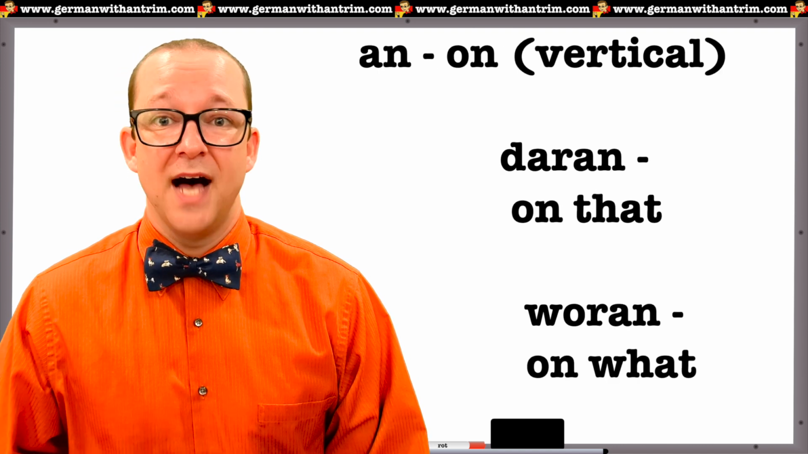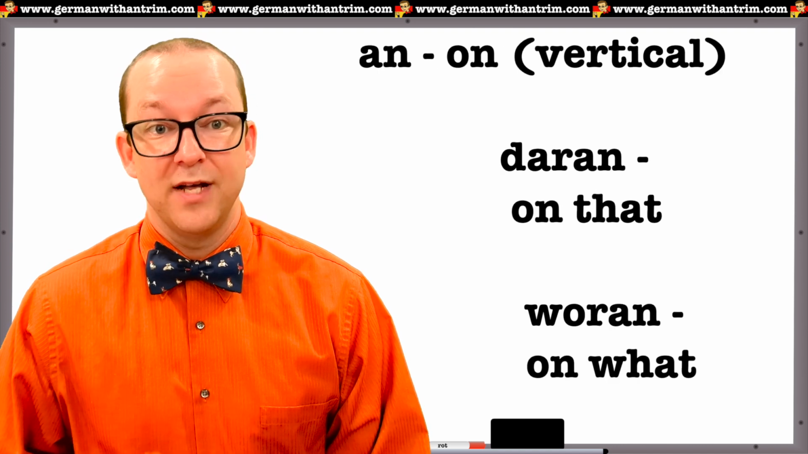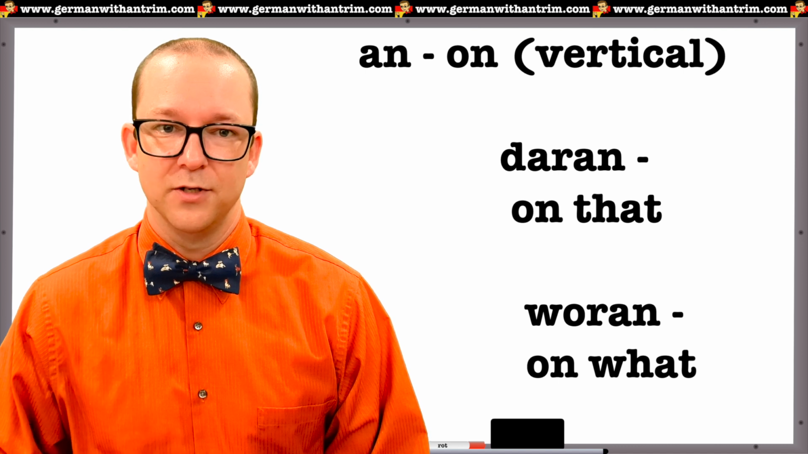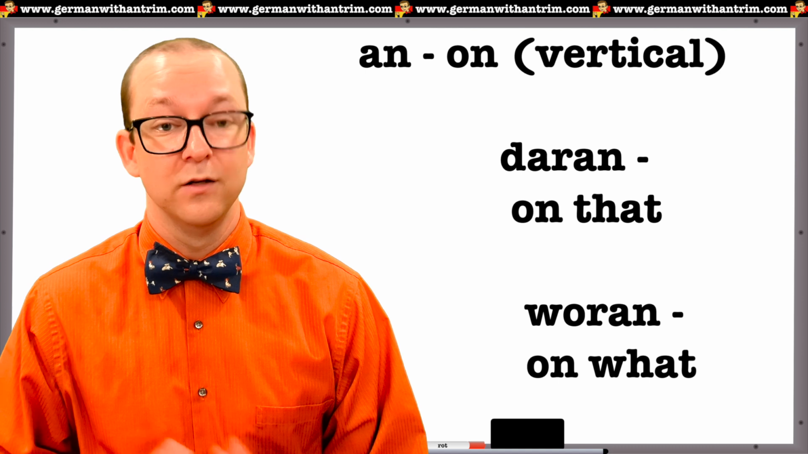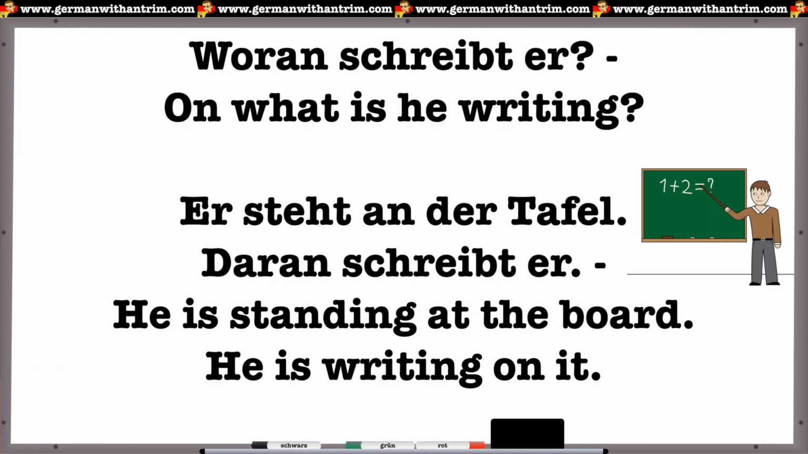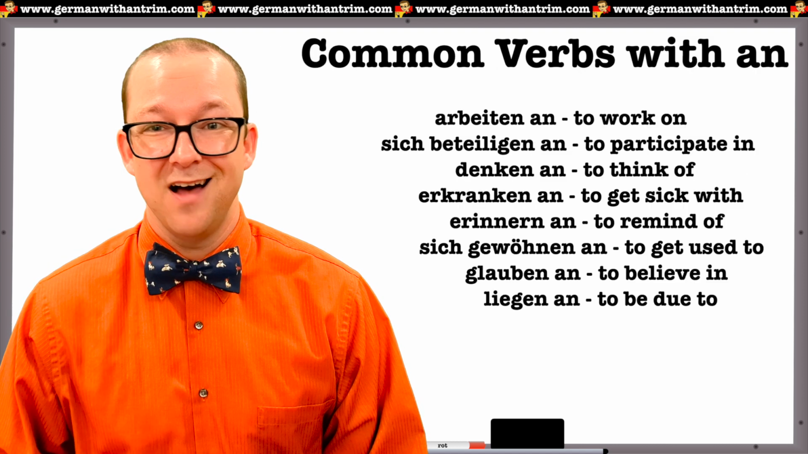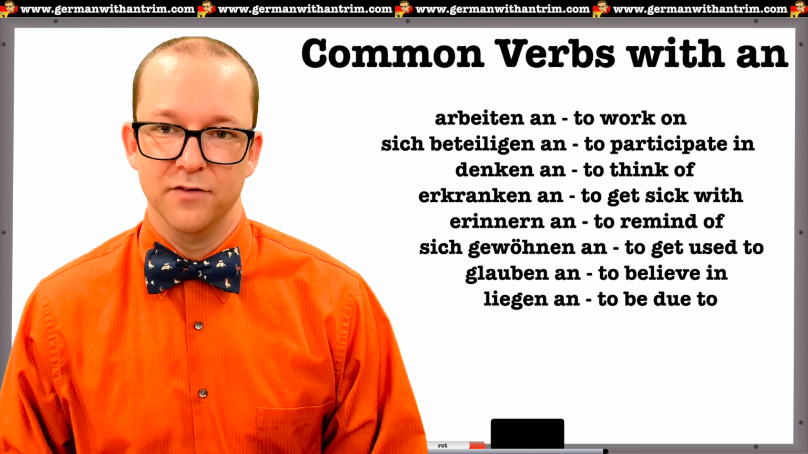Let's start with daran and woran. You can translate these to be very literal, so daran would mean on that and woran would mean on what. For example, woran schreibt er? On what is he writing? Er steht an der Tafel. Daran schreibt er. He is standing at the board. He is writing on it. This is definitely not the way that you will likely hear these in conversation, however.